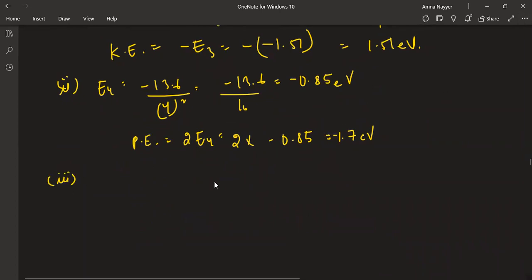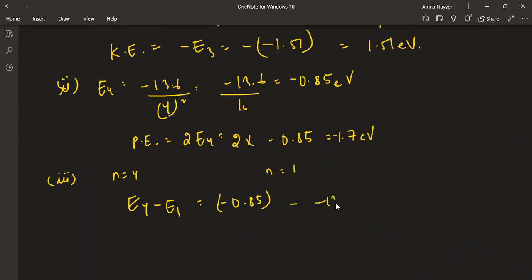Third excited state means n is equal to 4, and ground state means n is equal to 1. It means energy will be E4 minus E1, where E4 is minus 0.85 and E1 is minus 13.6. So this is 12.75, right? Just check, 12.75 electron volt. Now this is the total energy you have.